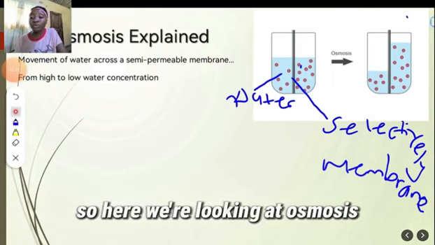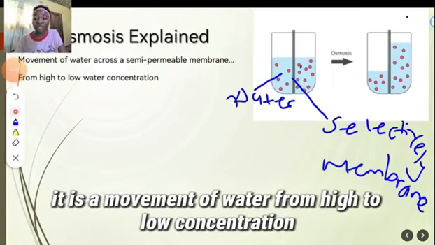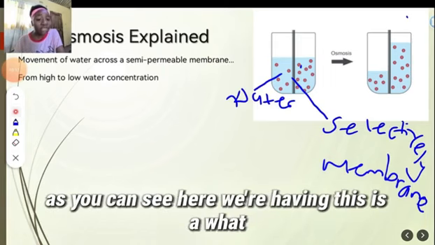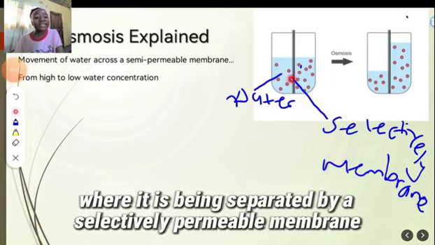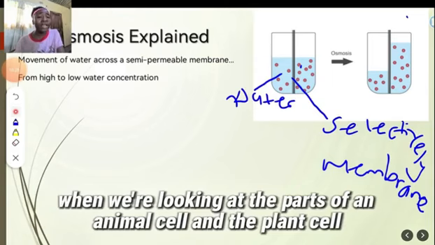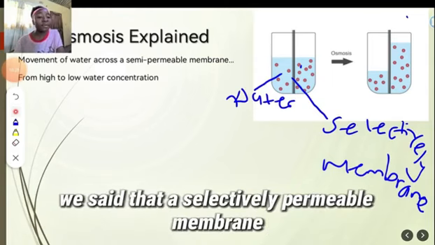So here we're looking at osmosis. What we're saying, it is the movement of water from high to low concentration. As you can see here, this is the water. We've also highlighted it, where it is being separated by a selectively permeable membrane. Remember, when we're looking at the parts of an animal cell and the plant cell, we said a selectively permeable membrane, it is the what?